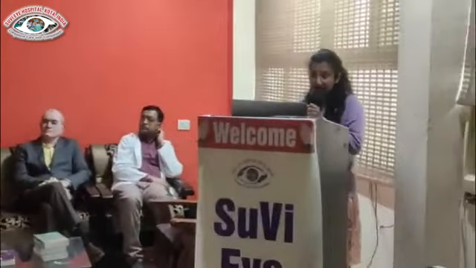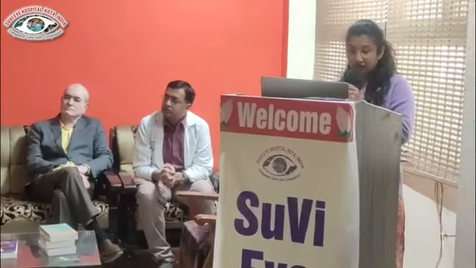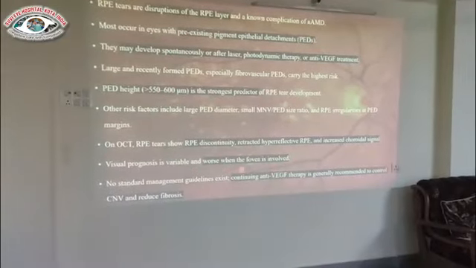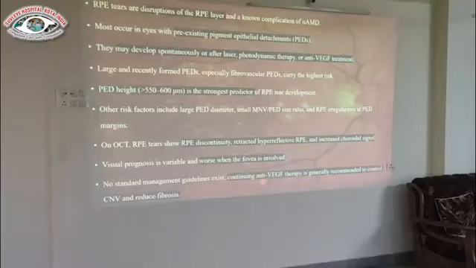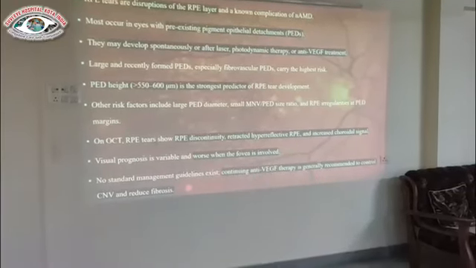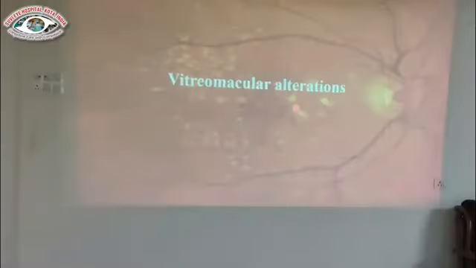Now, the retinal pigment epithelial tears. They are a disruption of the RPE and a known complication of neovascular AMD. Serous PED is the strongest predictor of the RPE tear. On OCT, RPE tears show RPE discontinuity. Visual prognosis is variable and worse when the fovea is involved. Continuing anti-VEGF therapy is generally recommended to control the CNV and reduce fibrosis.